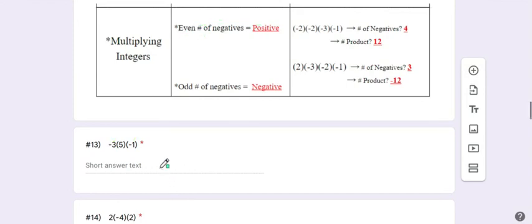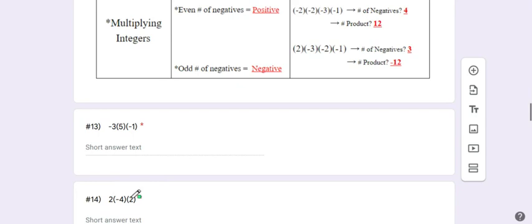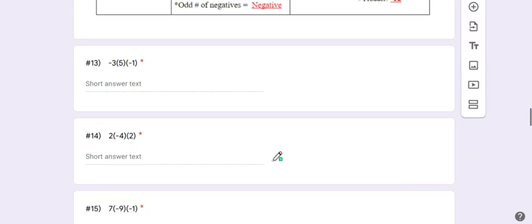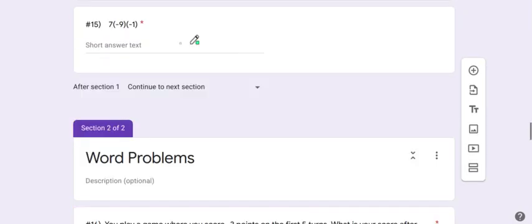Number 14, I have 2 times negative 4 times 2. Count the number of negatives. There's only one negative number, right? The number negative 4. 1 is an odd number, and so my answer will be negative. It's going to be negative whatever 2 times 4 times 2 is. 2 times 4 is 8. 8 times 2 is 16. So my answer, my product, is negative 16. Okay, you can try 15 on your own. Count the number of negatives.